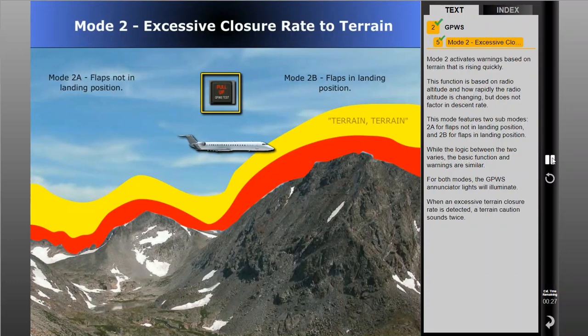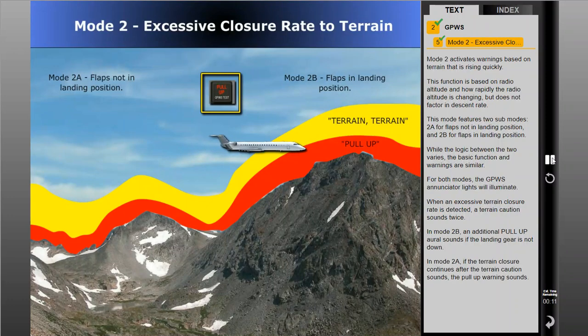When an excessive terrain closure rate is detected, a terrain caution sounds twice. Terrain, terrain. In Mode 2B, an additional pull-up aural sounds if the landing gear is not down. In Mode 2A, if the terrain closure continues after the terrain caution sounds, the pull-up warning sounds. Pull up.